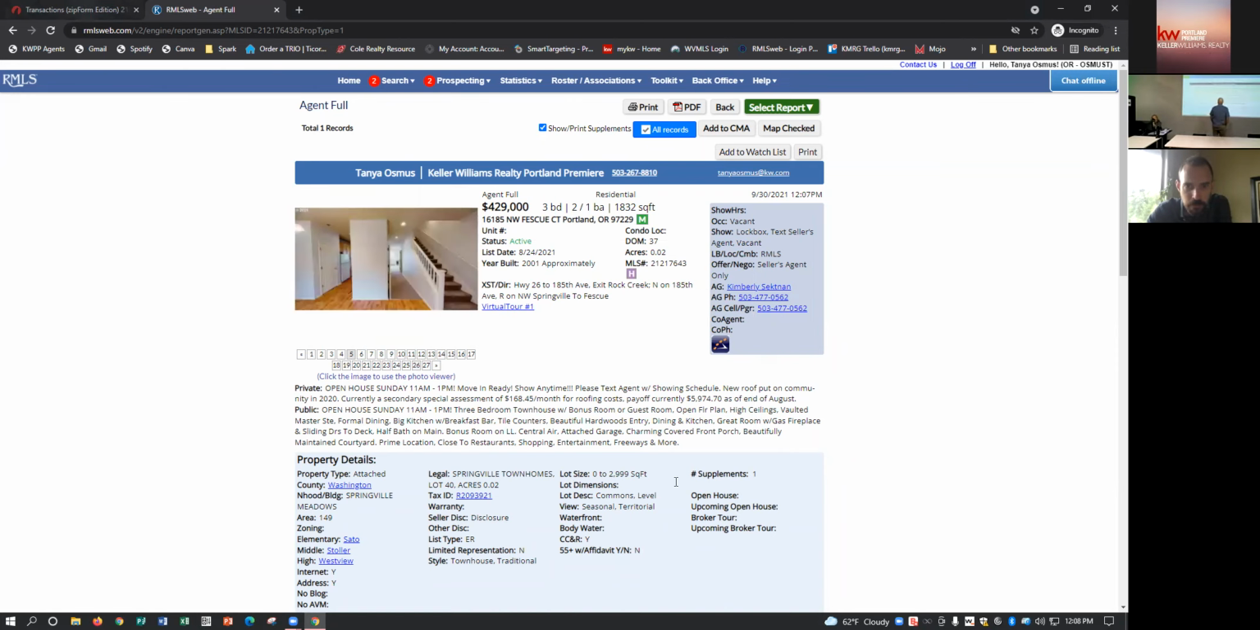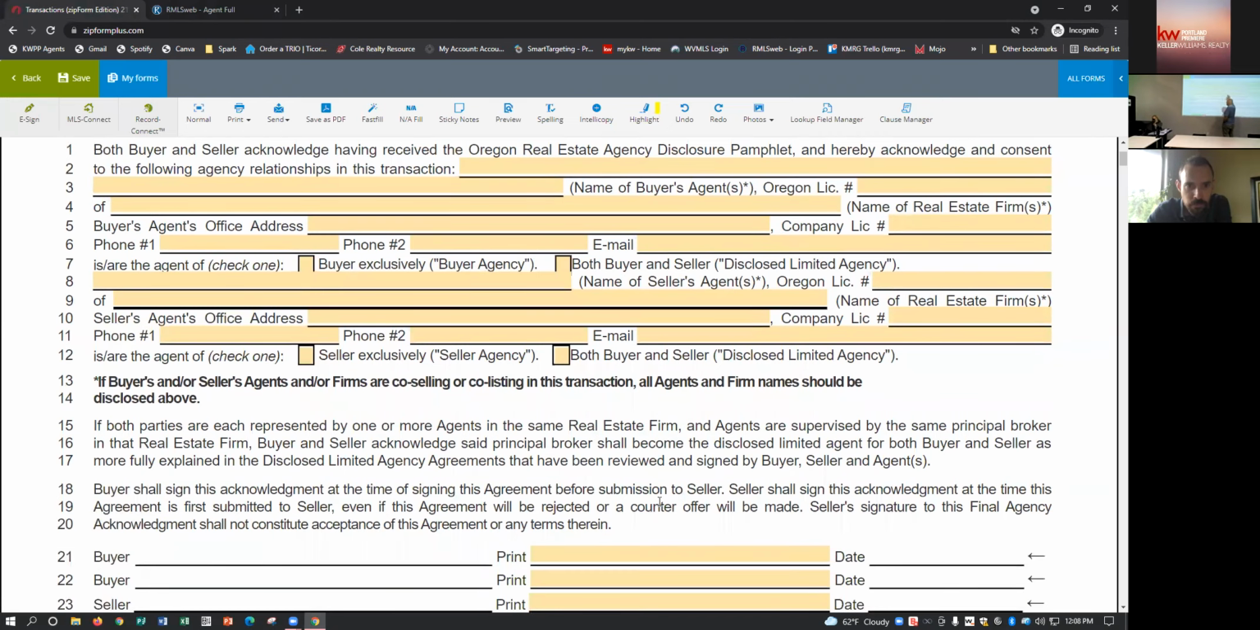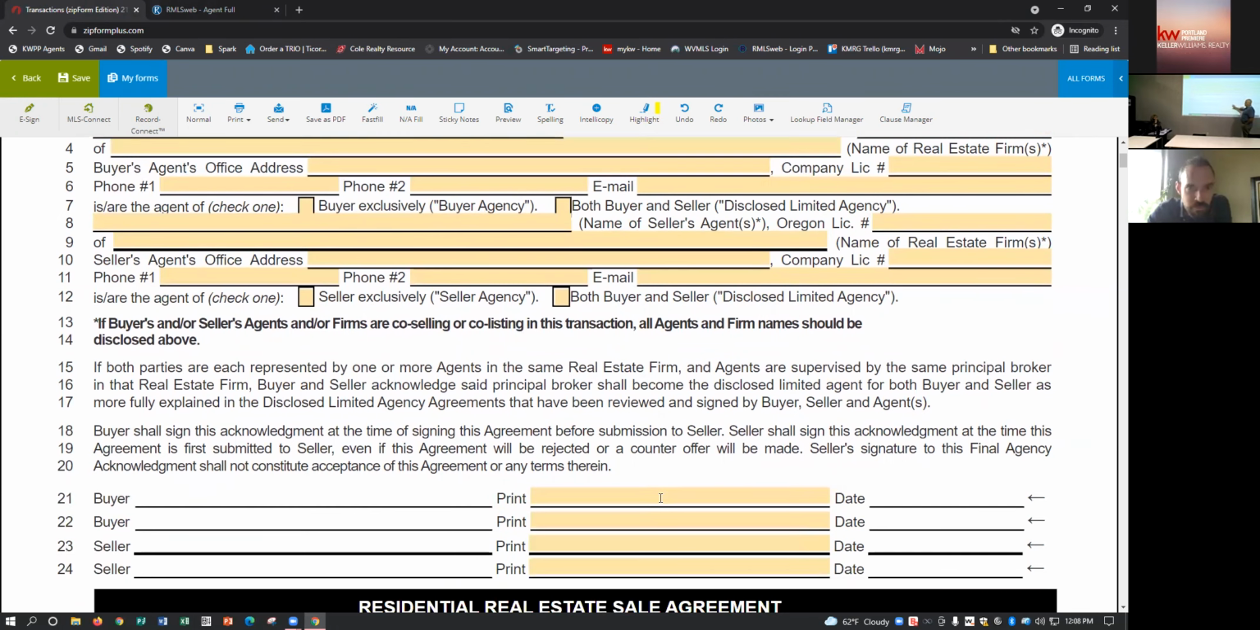Let's go back to this. So you're filling in this information again, probably going to represent the seller exclusively. This area talks about delivery of the Oregon agency pamphlet, which describes the agency relationships: the seller's agent, buyer's agent, dual agent. So we have that all spelled out right here.